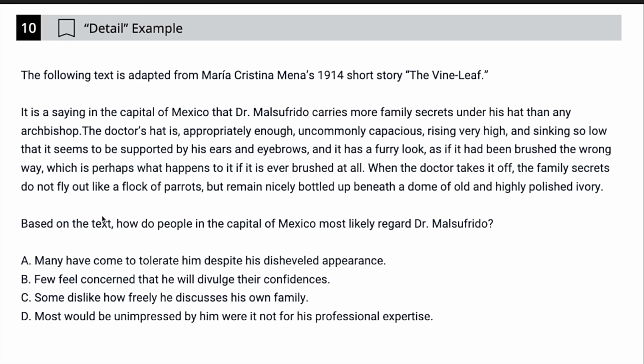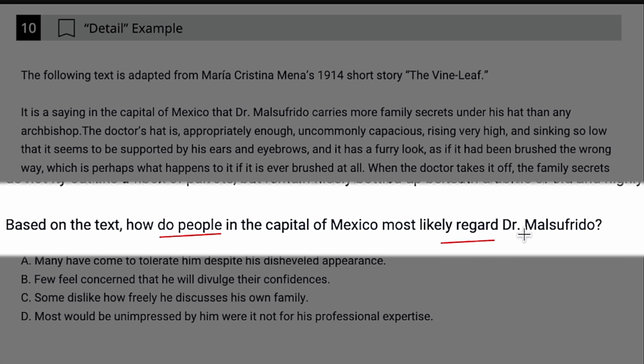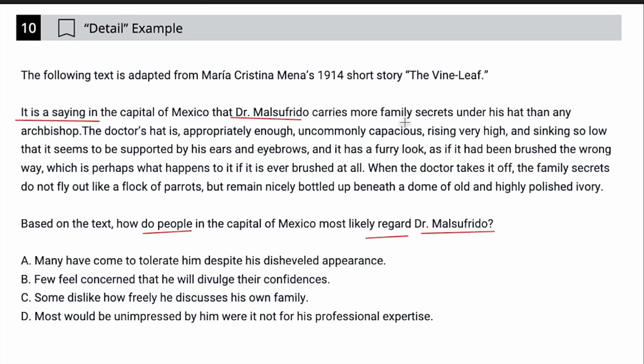In this text, for example, it is asking specifically about how people regard this person. So as I pass my eyes over the text, I'm looking for this person's name. I see it here, and I'm also looking for what people have to say. It is a saying. That would mean that people say this. So I'm noticing that basically he has lots of family secrets. Skipping past all these details, I notice the family secrets are mentioned again at the end. So this is probably what I'd be paying attention to during my analyze step.